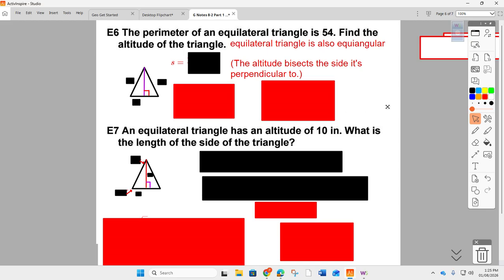Vocab word we didn't talk about is perimeter. Anybody remember what perimeter is? How do you find the perimeter of a shape? How will we find the perimeter of a triangle?